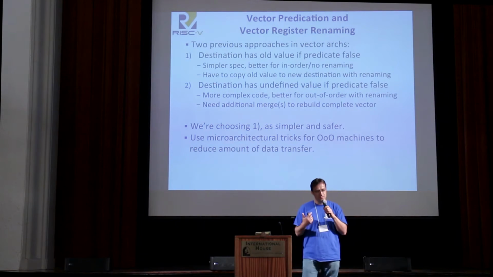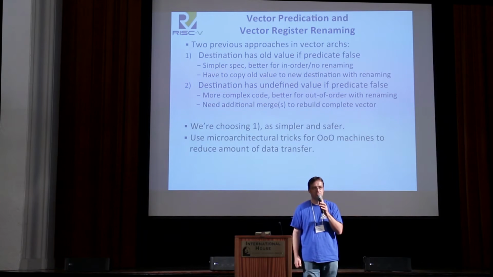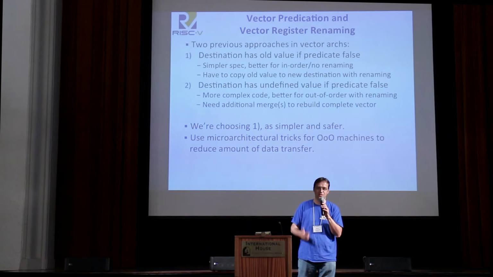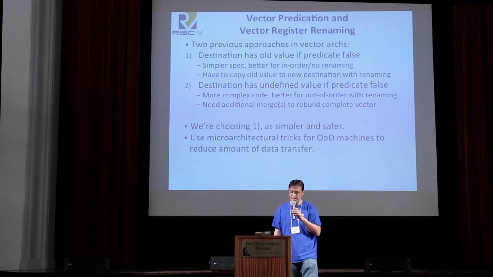And I think there's a bunch of micro-architectural tricks we think we can do to cut down the overhead if you're doing an out-of-order machine with vector register renaming. So we think number one is easier to spec and safer. So we're going to go with that.